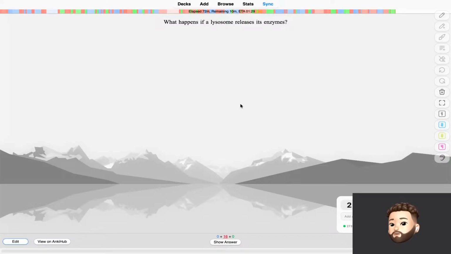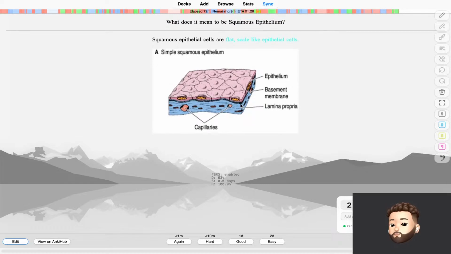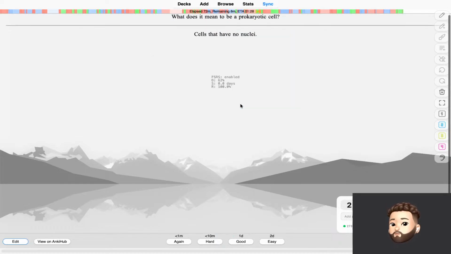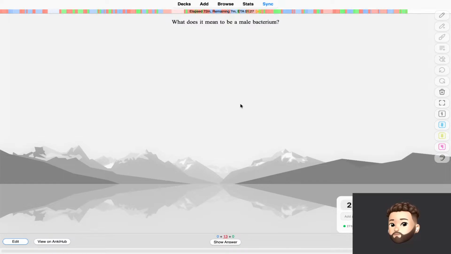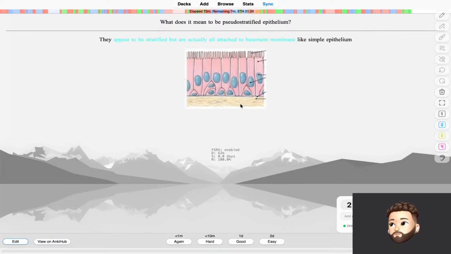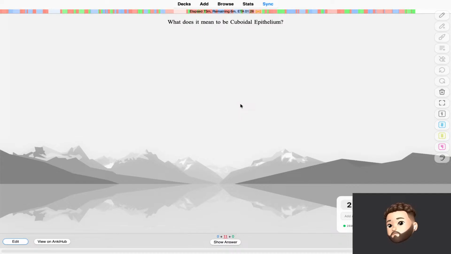What happens if a lysosome releases its enzymes? It causes autolysis. Squamous are flat, scale-like epithelial cells. It means you have no nucleus and you're a bum, pretty much. What does it mean to be a male bacterium? It means that you have an F plus plasmid and you can form conjugation bridges. Oh, I didn't even expect that to be actually part of it. It means that it looks like you have more than one layer, but in reality, all of the cells are connected to the basement membrane. It means that your cells are shaped like a cube.